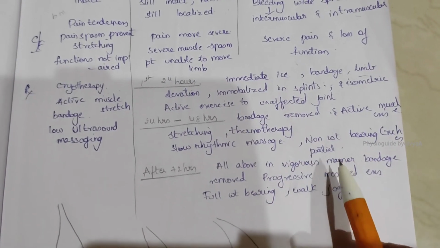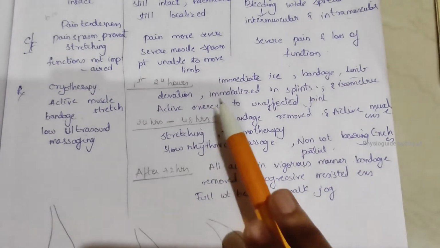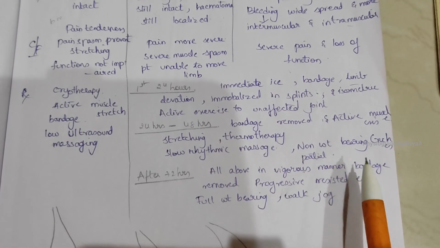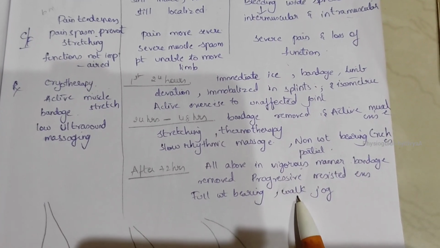Active movements like isometrics need to be given, along with limb elevation. The bandage is totally removed, and progressive resisted exercise, full weight bearing, walking, and jogging are suggested.